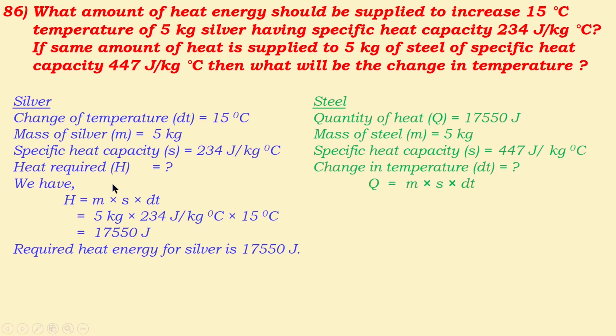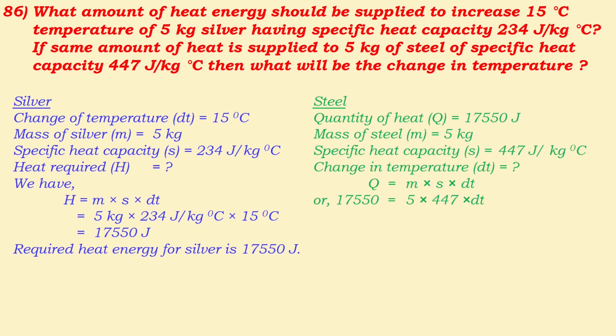Look at this. Here I have written H equal to m into S into dt. Here I am writing Q equal to m into S into dt. Both the equations are the same. Q is quantity of heat. Here the same is represented by the symbol H. H means heat.